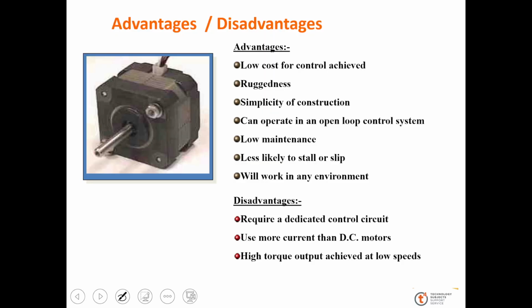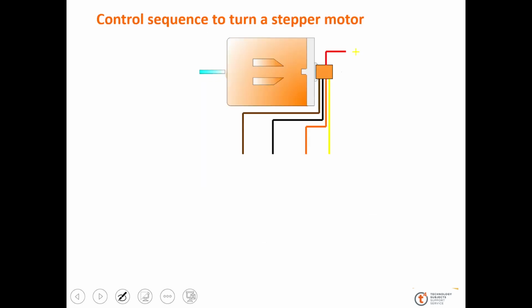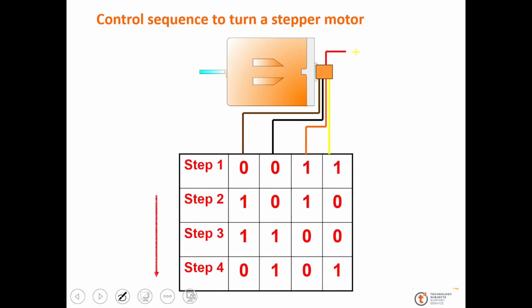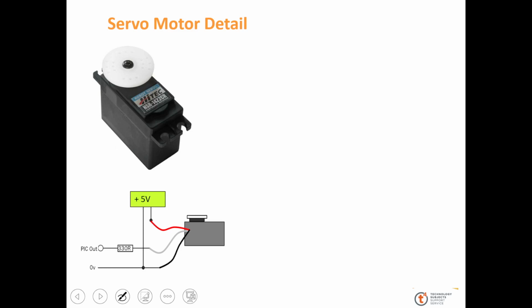So the advantages are low cost, control, ruggedness, and simplicity. It requires a dedicated control circuit and is more accurate than DC motors. This is the control sequence to turn the stepper motor: step 1, step 2, step 4. It gives clockwise and anti-clockwise motion.